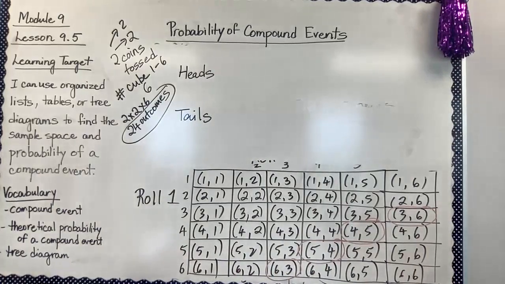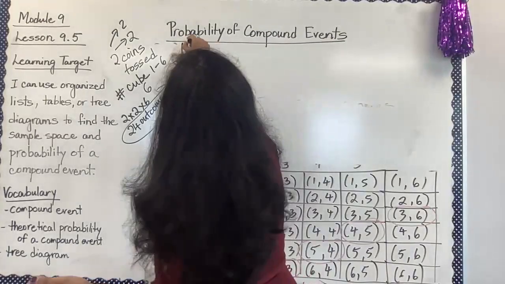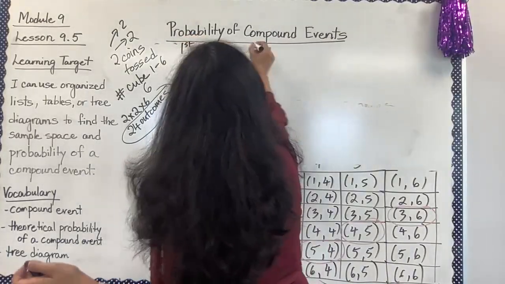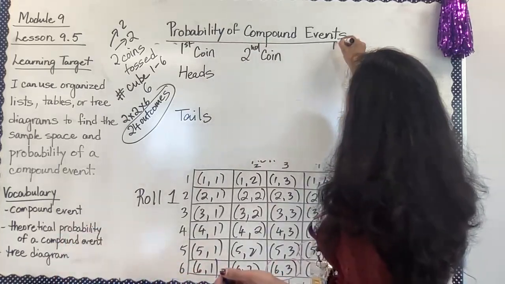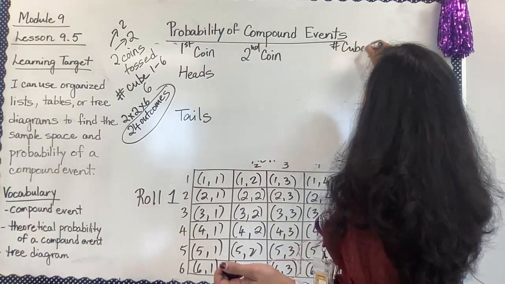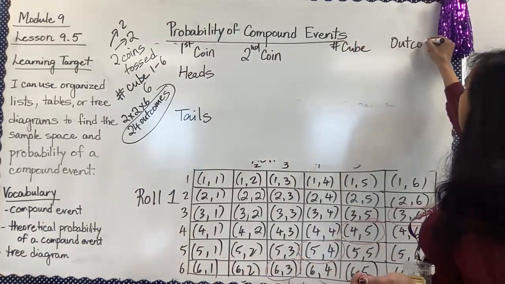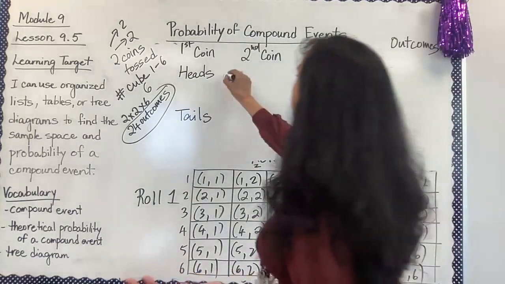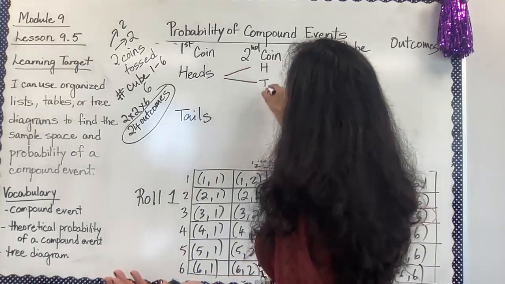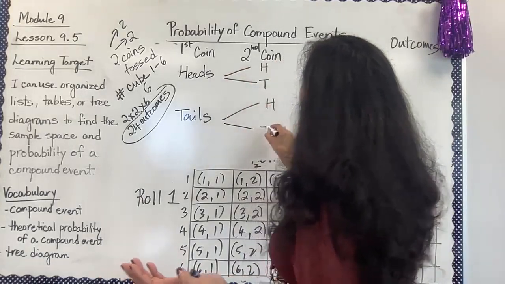Okay, now let's quickly make a tree diagram just so that you can see. We have heads and we have tails. This was the first coin, and then the second coin, and then we have the number cube, and then the outcomes. So for the first coin, what do I get? I get over here again, heads or tails.